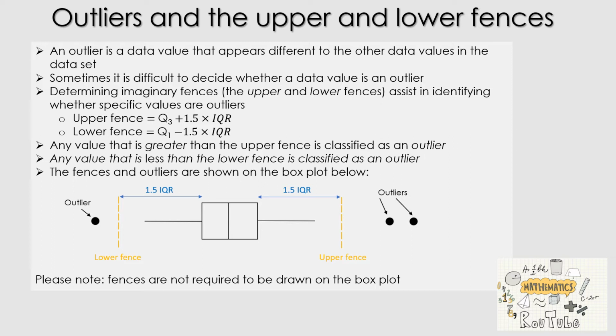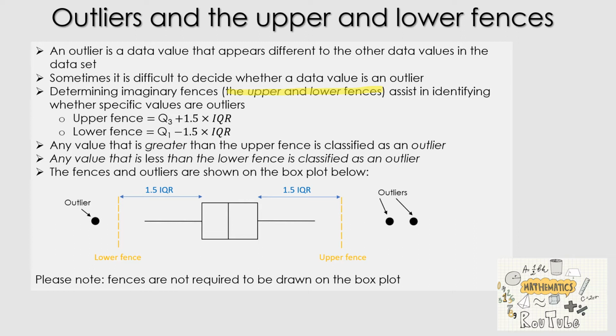First of all, an outlier in a data set is a data value that appears different to the other values in the data set. Sometimes it's difficult to decide whether a data value is an outlier, but like I said, from this day forward, you should be pretty confident in working out whether something is or is not an outlier. Determining imaginary fences, which we call the upper and lower fences, assists in identifying whether specific values are outliers.